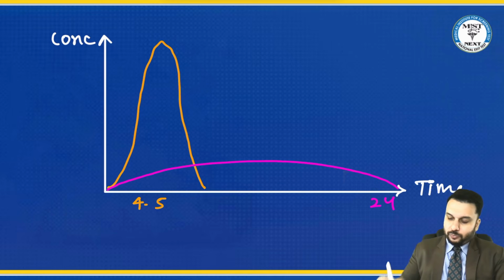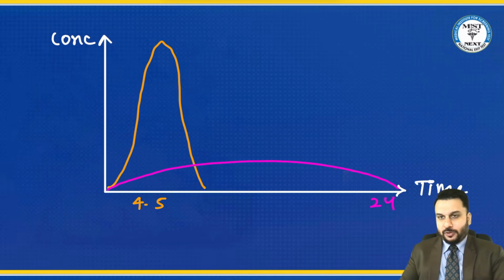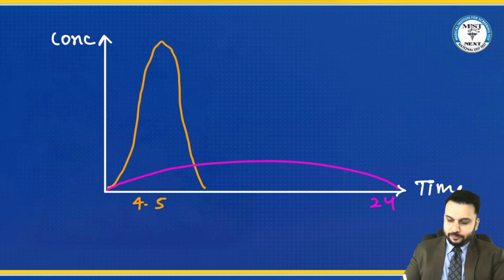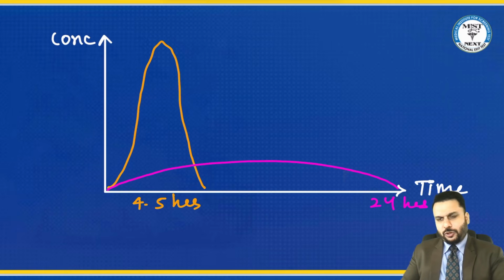Okay, so I'm saying there are two types of insulin. One is this short acting insulin that is around 4 to 5 hours, and another is 24 hours insulin. 24 hours means one full day. So usually these insulin should be given once a day as the dosing.